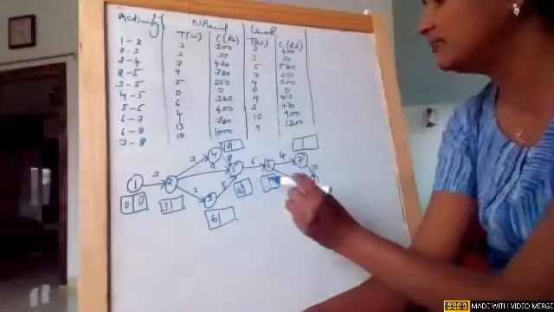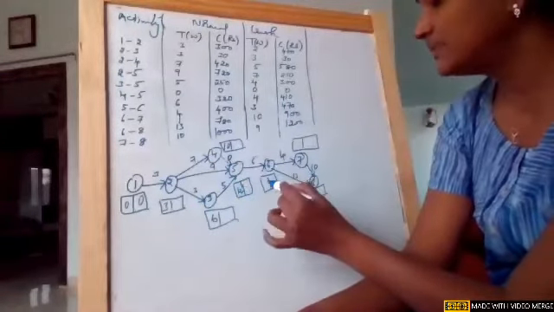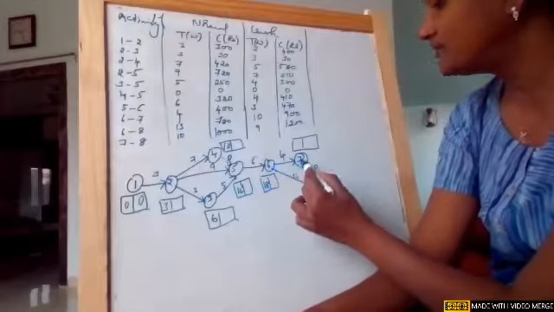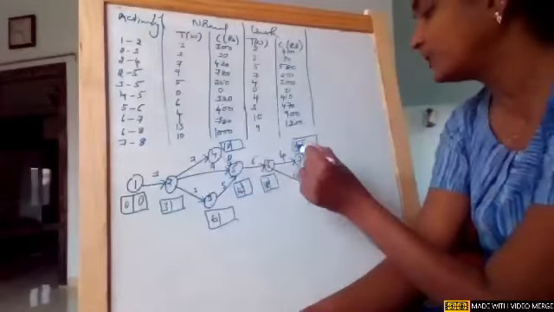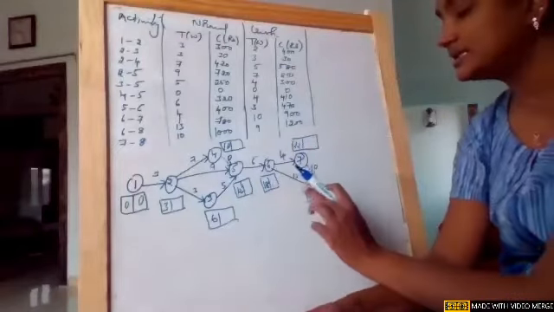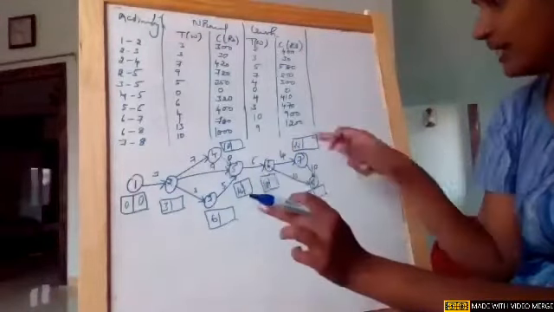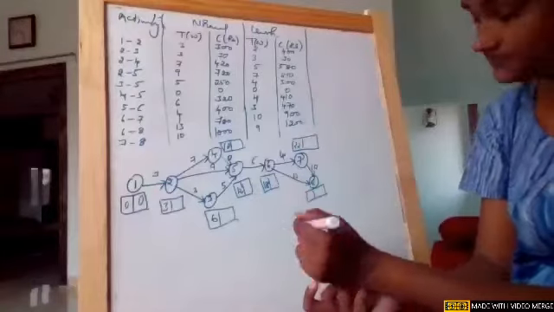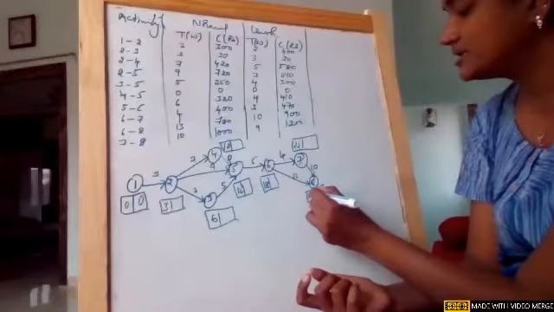So I'm writing 12. Near node 6, single arrowhead, 12 plus 6, 18. Near node 7, single arrowhead, 18 plus 4, 22. Near node 8, there are two arrowheads, 18 plus 13, it is 31, and 22 plus 10, it is 32. So the duration is 32.